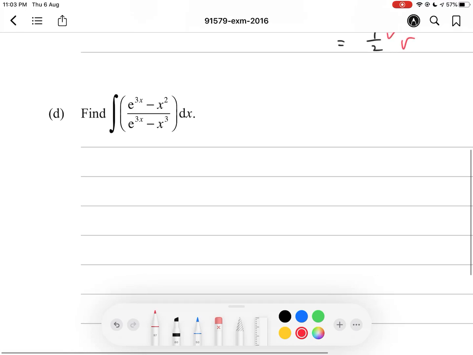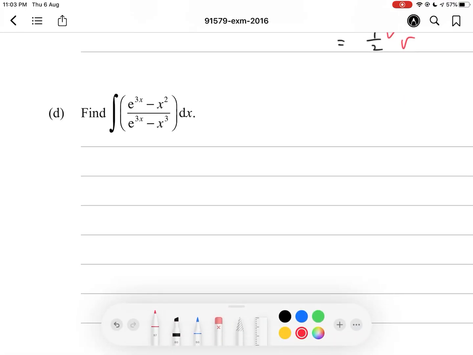Find the integral of e to the power 3x minus x squared divided by e to the power 3x minus x cubed. Okay, so for this case, this is a common ln problem. So we're going to find the derivative of the denominator. The derivative of e to the power of 3x minus x cubed equals 3e to the power of 3x minus 3x squared. So you can notice that the numerator here has exactly 1/3 of this derivative.